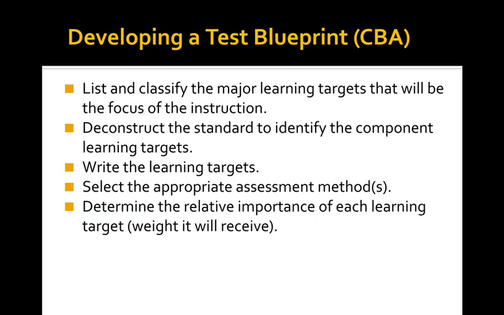And again, guys, this is part 4 of what you're going to be working on. So you've listed, you've deconstructed, you've written the learning targets. Now you're selecting the appropriate assessment method and you're defining the importance of each. What weight, so what percentage, and you'll see there's a little tiny percent sign at the top of that column.